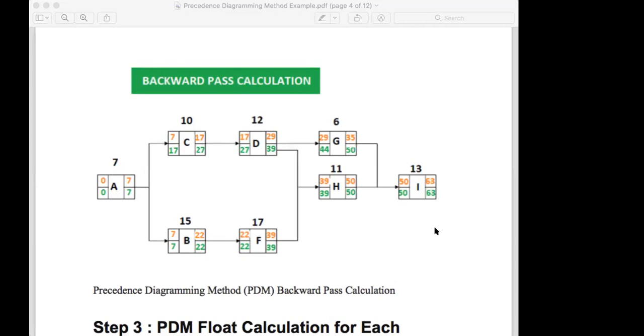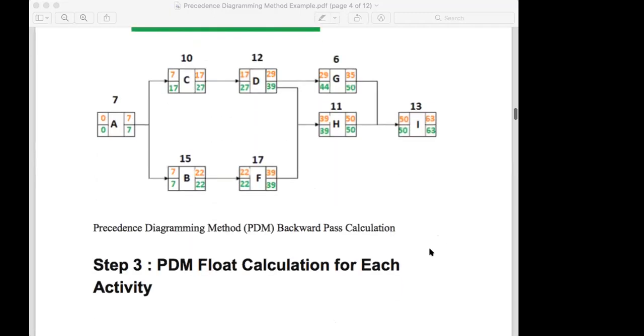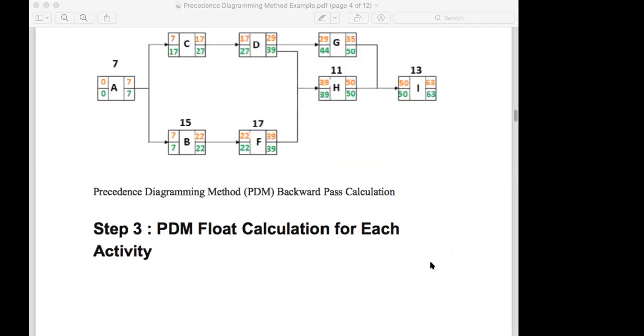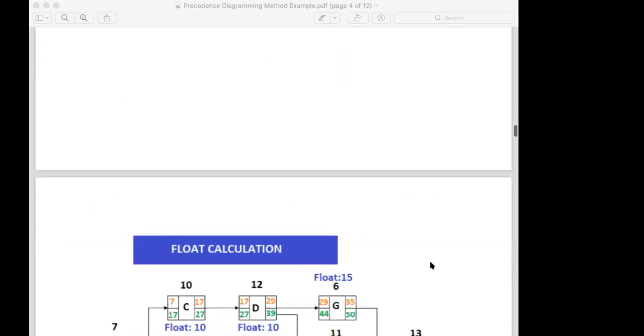So now you did the forward pass and the backward pass. Both you did. So that was all right. Now you have the network. You completed networks. Now it is a matter of calculating certain parameters. That is the thing asked in the exams normally. So what things? Total float, free float, critical path. That's all. So now the network is ready. Now you calculate float calculation.